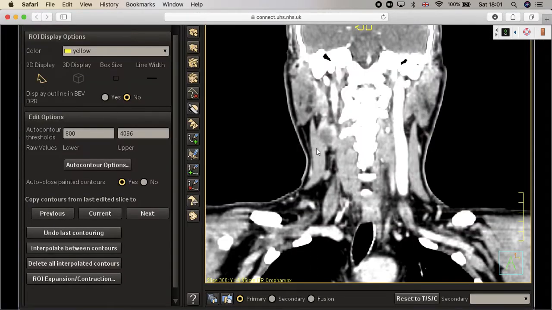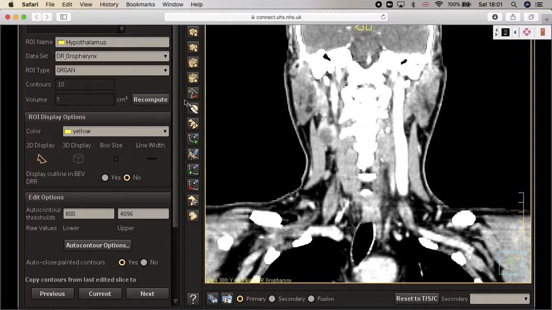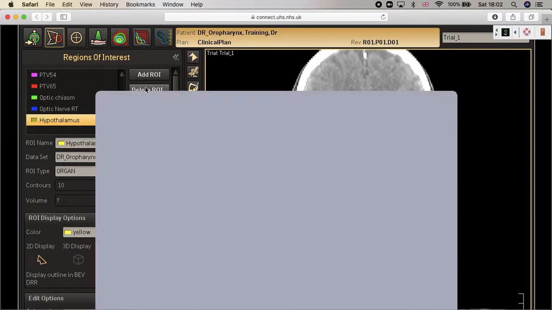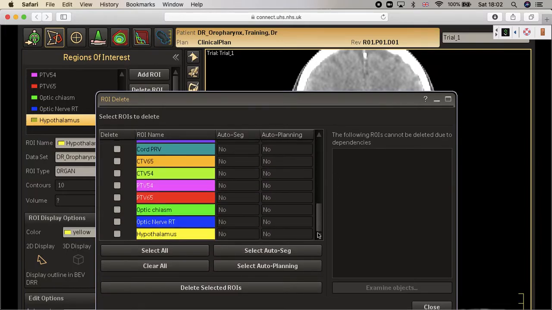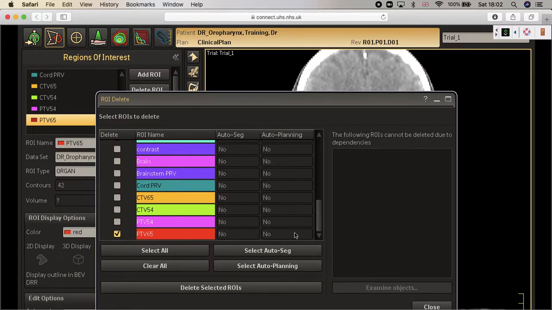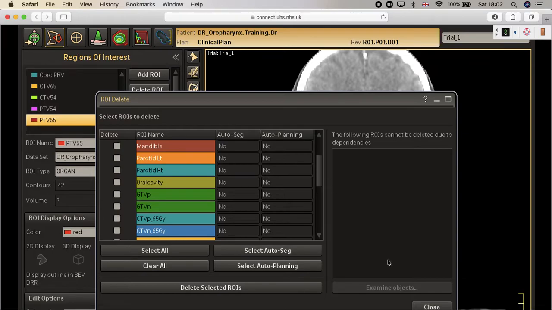Okay, good. So let's open the planning system and let's go to the risk structures in our planning system. So let's delete the structures. We want to delete them. I think we'll delete the hypothalamus, optic nerve, and chiasm, because we need to draw them together. And then maybe the cochlea as well, we can delete it, and then we go through them together.